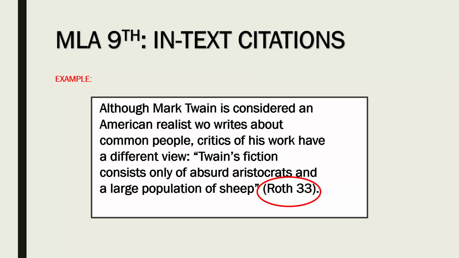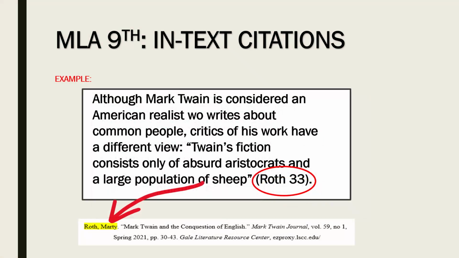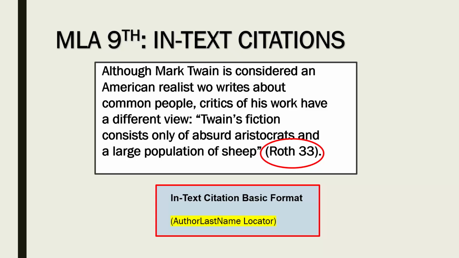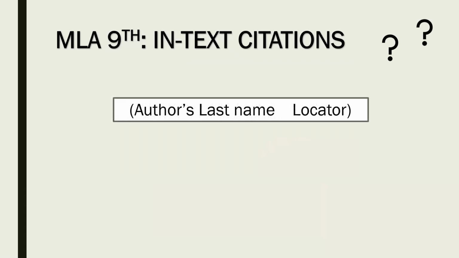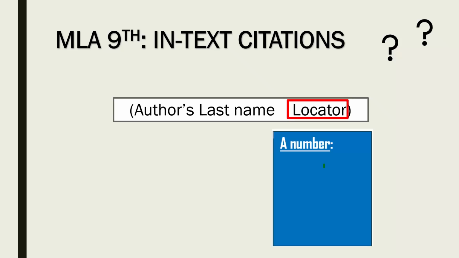You've quoted from the source and then cited that quotation with an in-text citation that refers to the full reference citation on your works cited page. As you can see from the citation, an MLA in-text citation consists of the author's last name plus a locator. You might ask, what is a locator? It's a number. It's MLA's term for a page number, a line number, a section number, a chapter number, or a timestamp. If your source doesn't have one of these numbers, don't put anything for the locator.